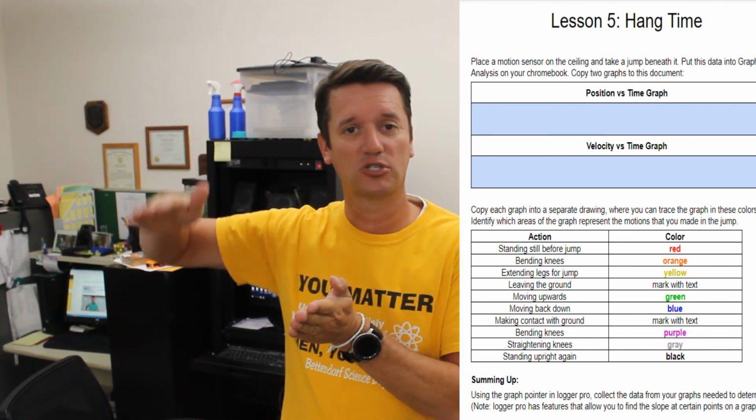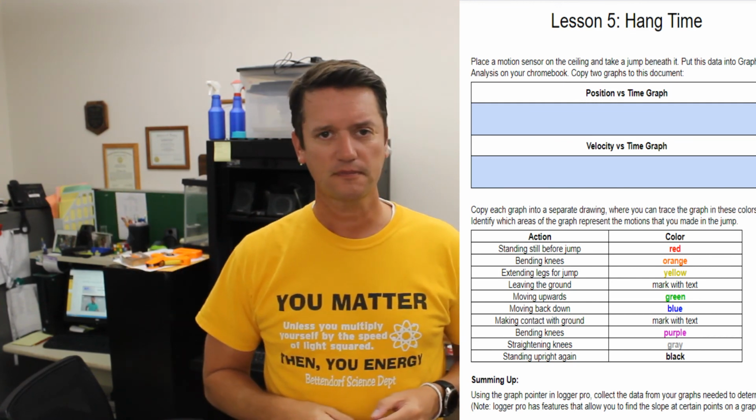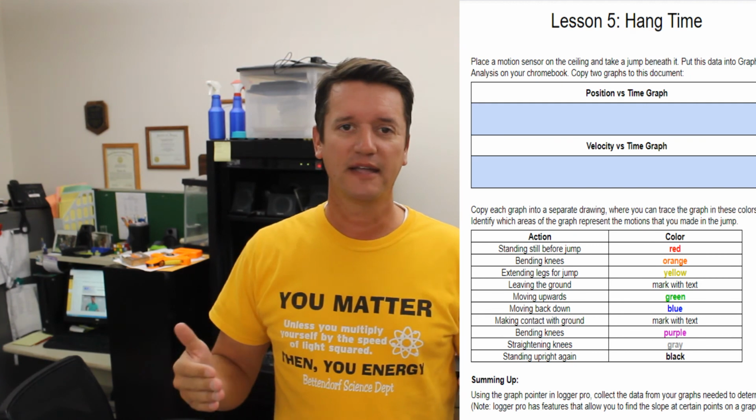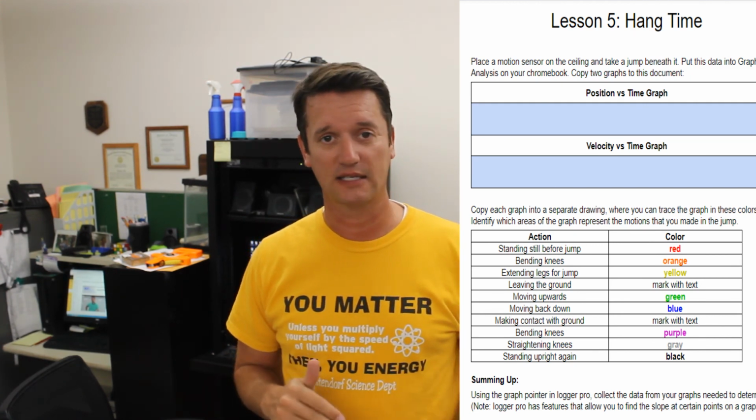You're going to continue to follow through all the different parts of the jump with different colors. Do this with the position versus time graph. That one's fairly easy. Then see if you can do it again with the velocity versus time graph. That one's a little bit more difficult. You got to really think about your velocity, the direction that you're moving, and the speeds that you're moving. Good luck with that, and then we'll come back and talk about some of the analysis we can do with the graph.